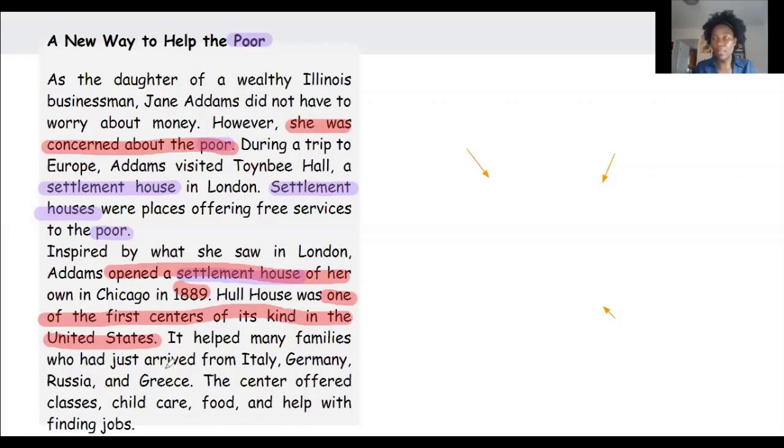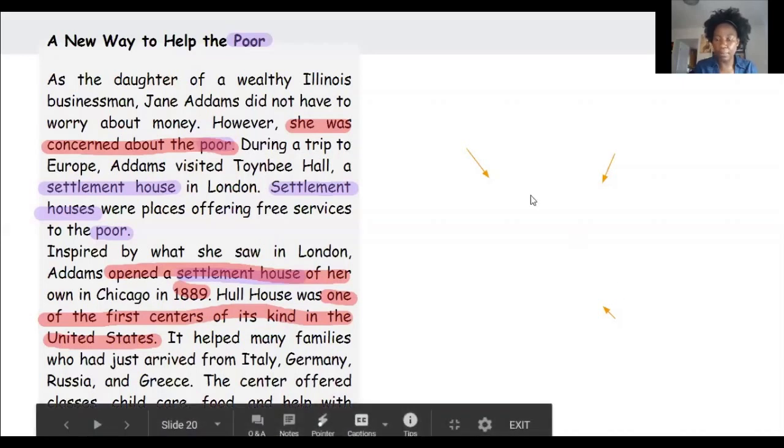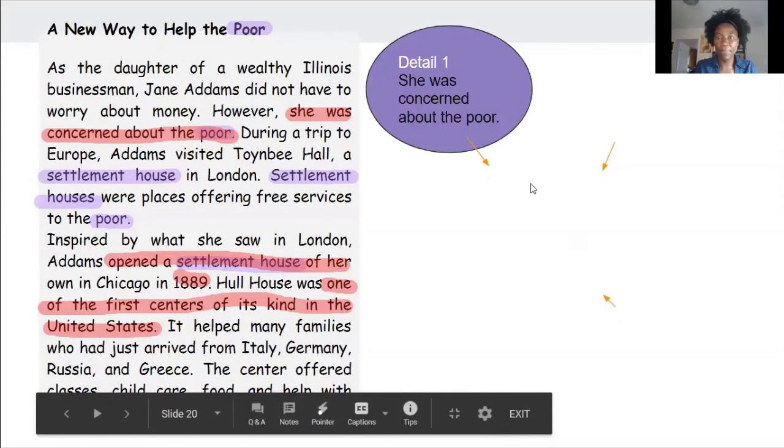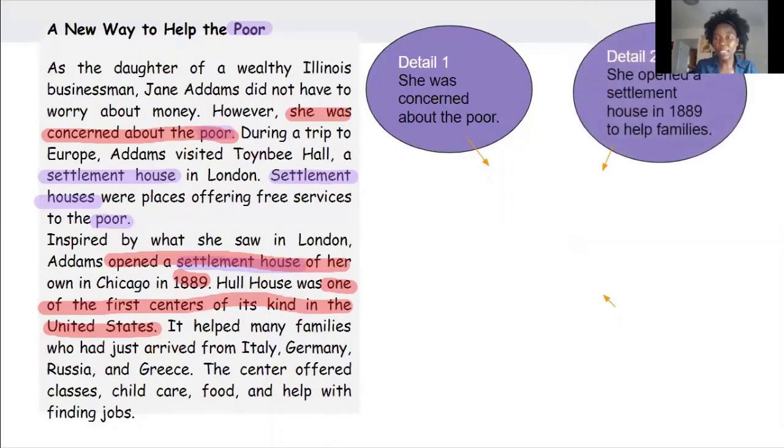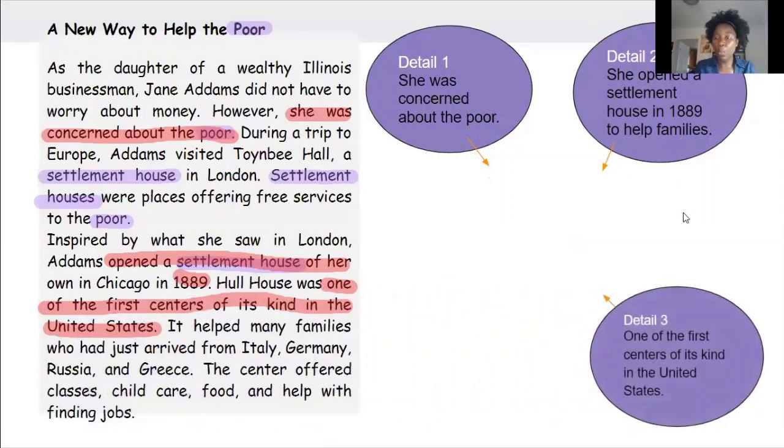These details help me to determine that my main idea will be centered around Jane Addams opening a settlement house to help the poor. Now I'm going to move these details from the passage to my graphic organizer so I can have a better look at them. Detail 1, she was concerned about the poor, which we did highlight. Detail 2, she opened a settlement house in 1889 to help families. Detail 3, one of the first centers of its kind in the United States.